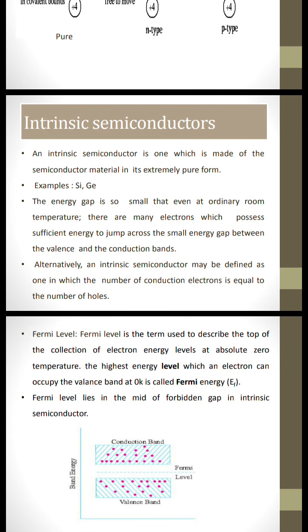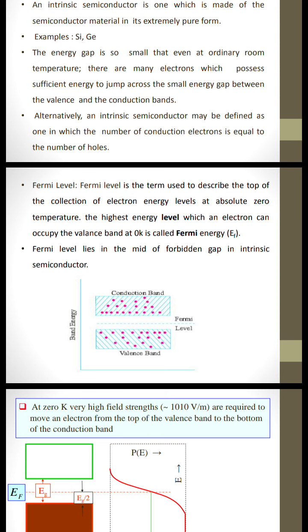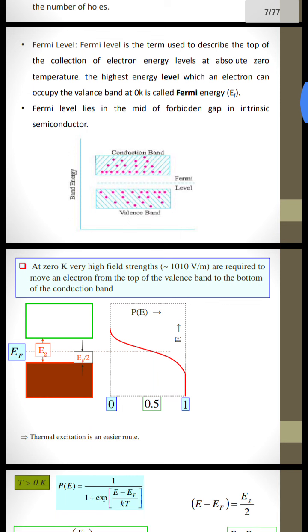A Fermi level is the term used to describe the top of the collection of electron energy levels at absolute zero temperature, and the highest energy level which an electron can occupy in the valency band at 0 Kelvin is called the Fermi level. The Fermi level lies in the middle of the forbidden gap in intrinsic semiconductors. At 0 Kelvin, very high energy is required to move an electron from the top of the valency band to the bottom of the conduction band.